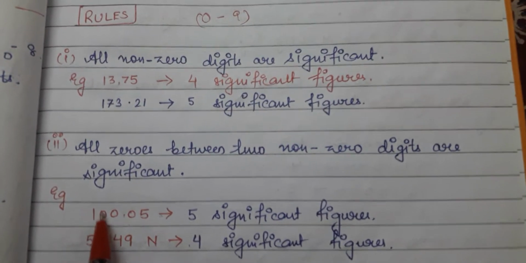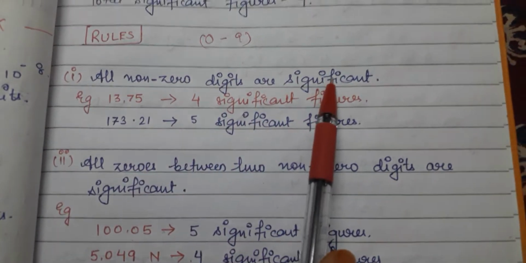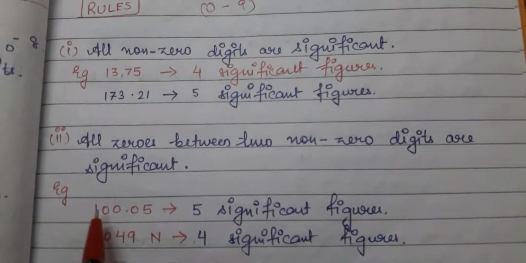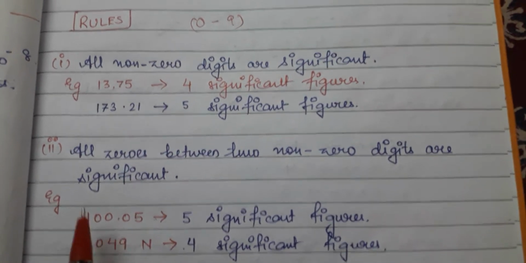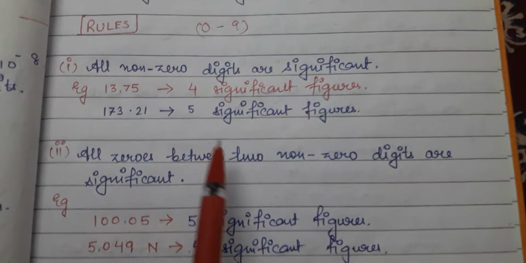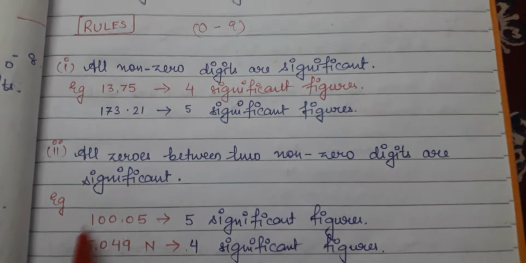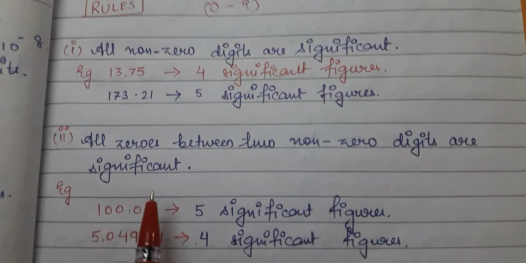If I go to the first rule, it says all the non-zero digits are significant. If I look here, according to the first rule there are only 2 non-zero digits, so there should be 2 significant figures. But the second rule says all the zeros between the 2 non-zero digits are significant. That means if the zeros are lying between the 2 non-zero digits, they must be included as significant figures.